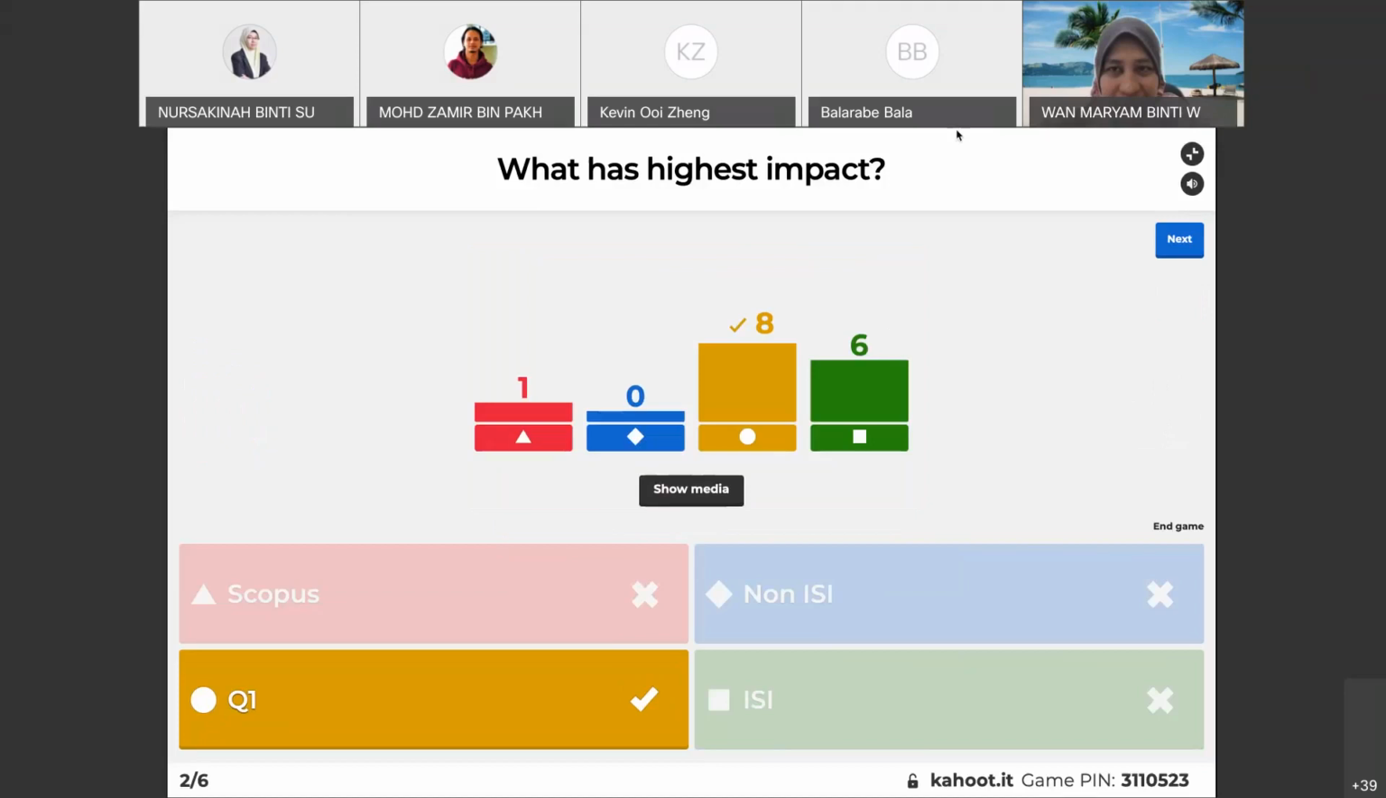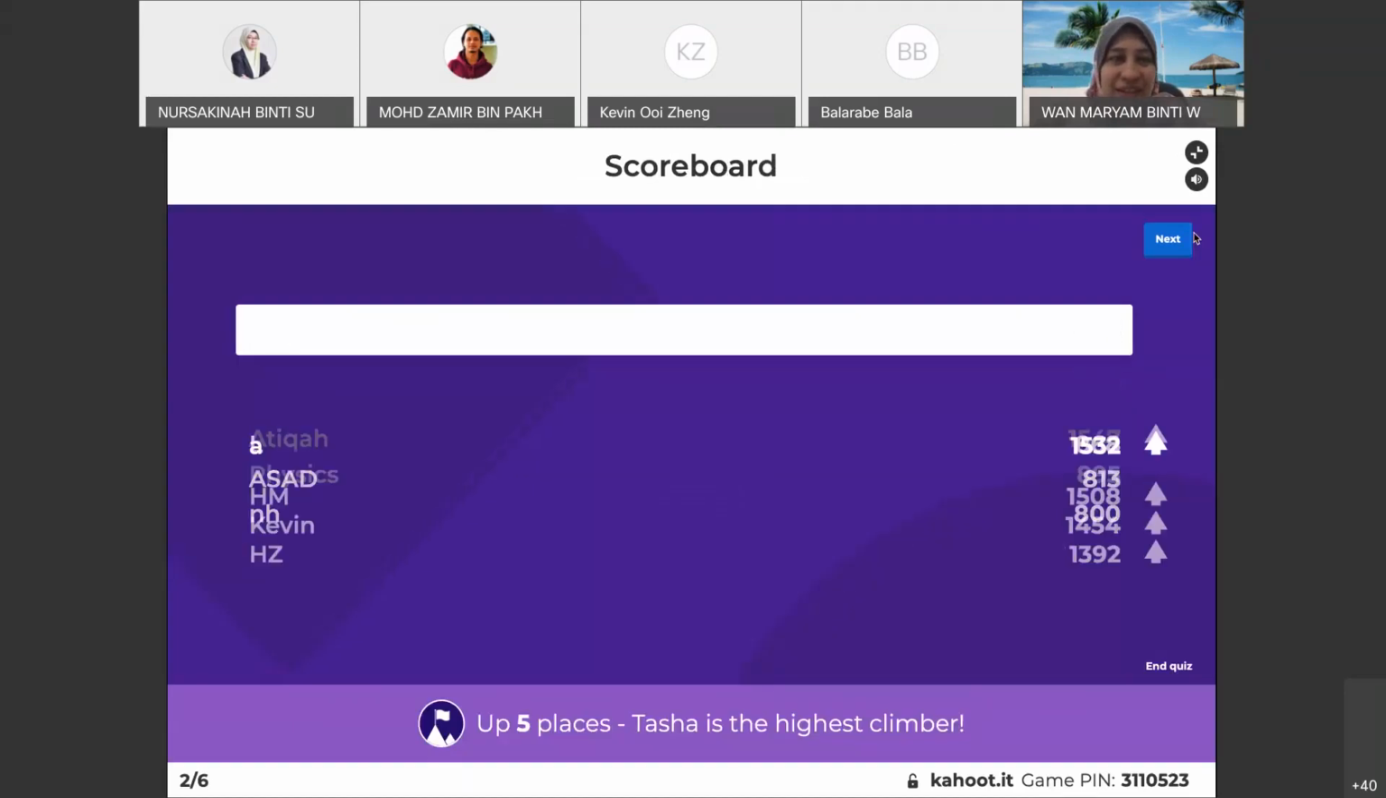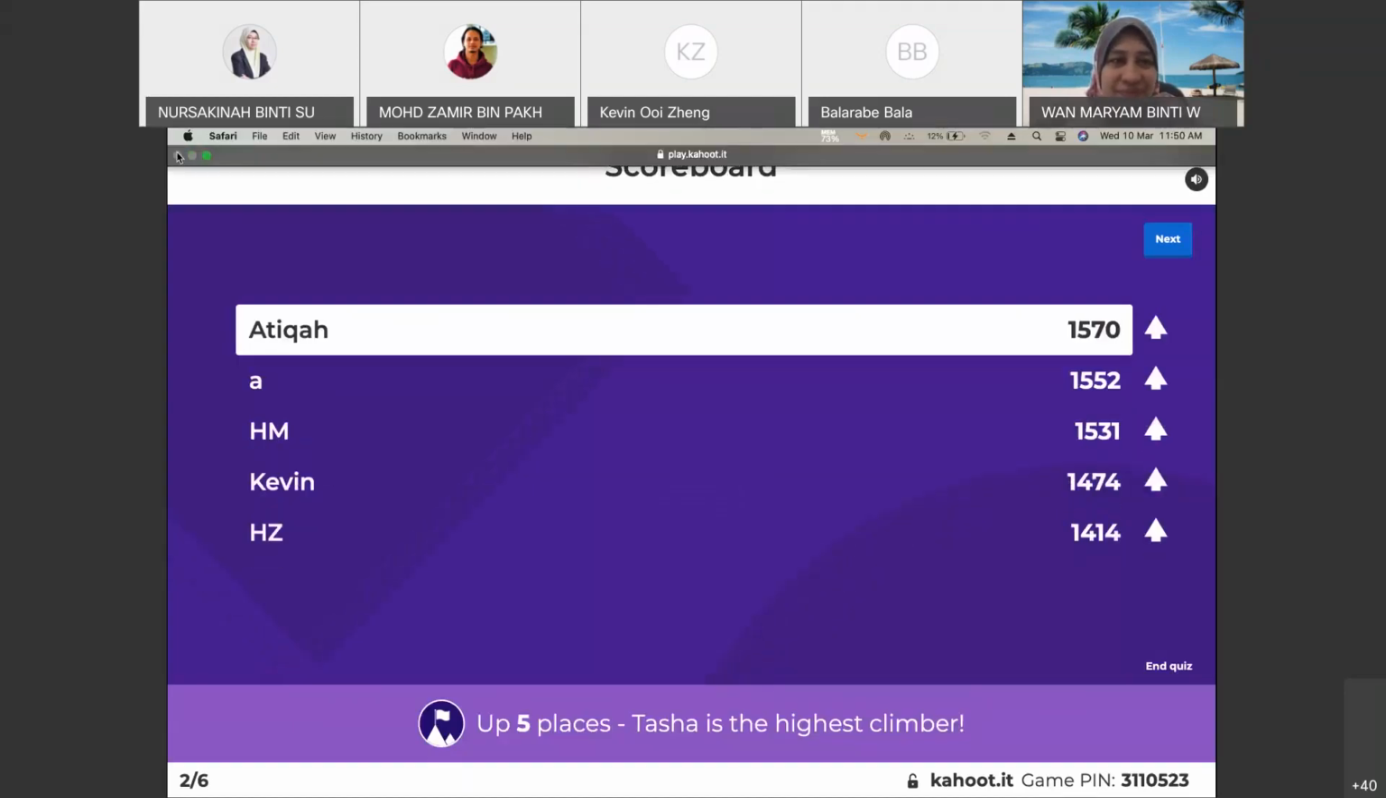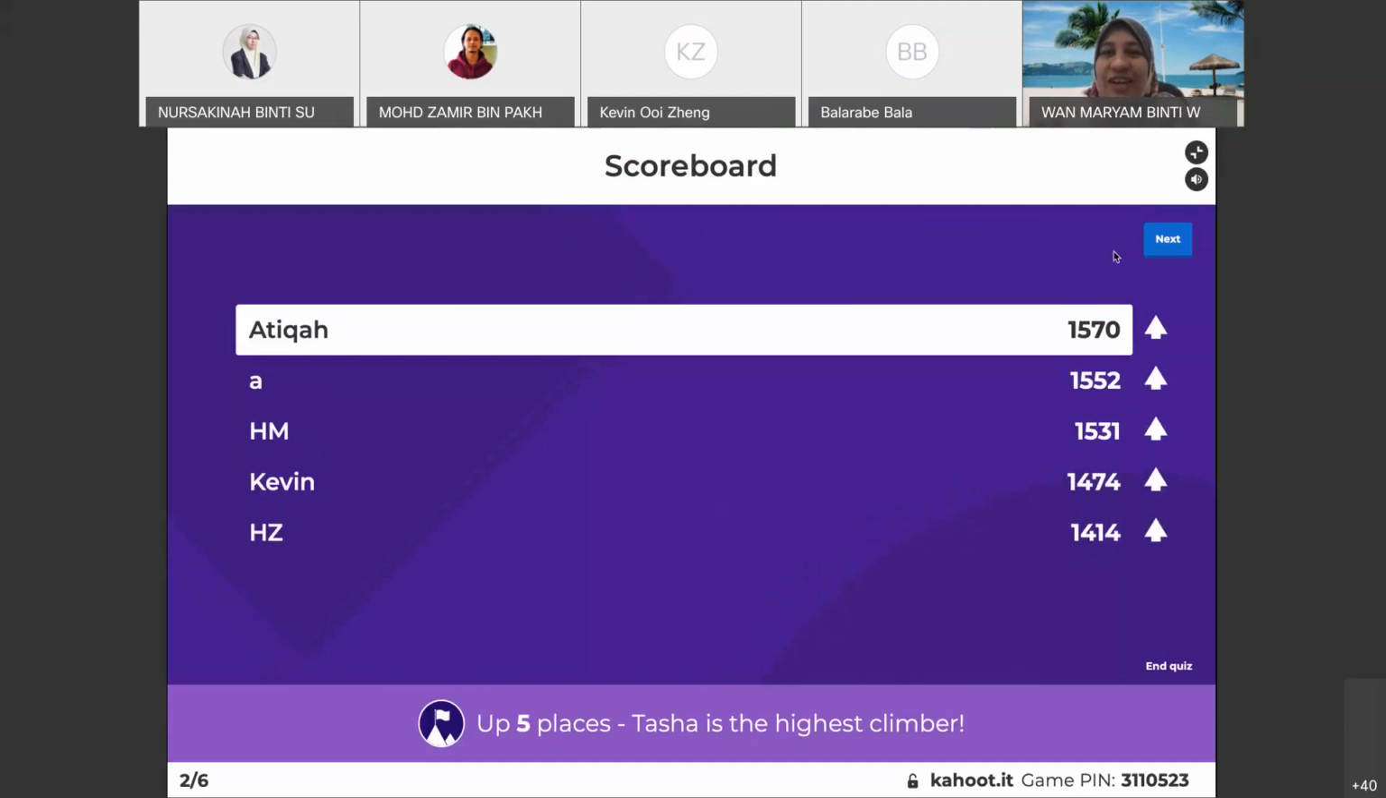Mostly did well. Now the question was, what has the highest impact? The highest impact is Q1. ISI has impact, but it's not the highest. The highest is Q1. Well done. See who's leading. Atika is leading. Next.